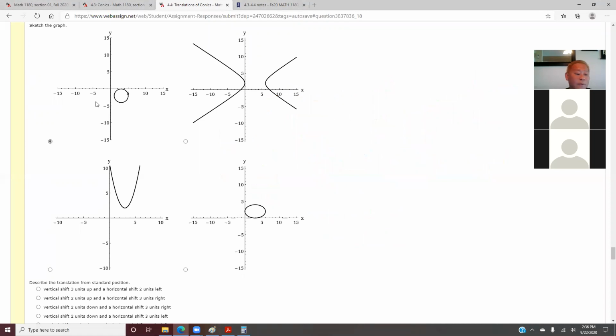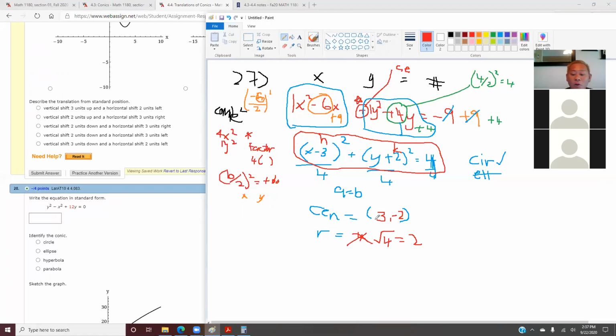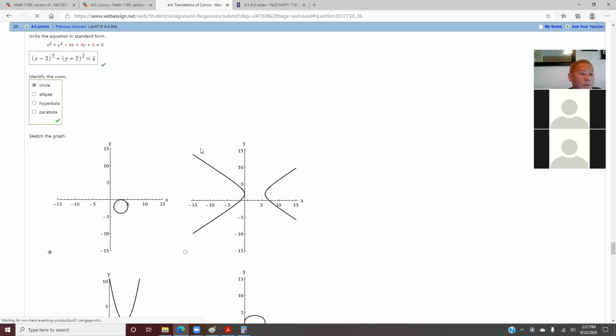So this is the circle graph, right? This one is a circle. And they're asking you for the translation. What's the meaning of a translation? It means the center. So usually it's at 0, 0. So you move 3 to the right and 2 down, right? Because negative 2, you go down. So you go down 2 units and right 3 units. So this is the correct one. Yep. So this is how we do this question.